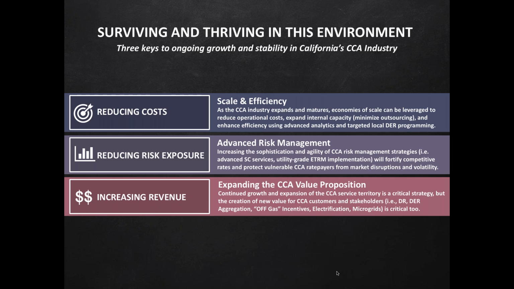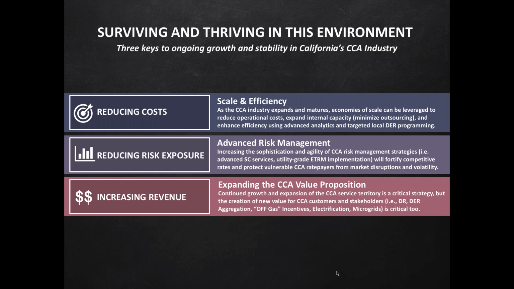Overall, the CCAs have done a great job of managing market risk exposure and building strong financial reserves. However, the potential for CCAs to implement risk mitigating contracting mechanisms, utility-grade energy trading risk management systems, and more sophisticated scheduling coordination in ways that protect the CCAs and their communities of customers and stakeholders is substantial. And I think we're going to be seeing CCAs beginning to invest more time and resources in this arena.